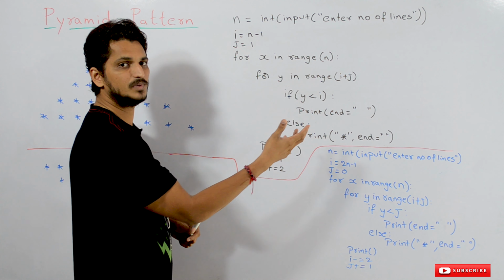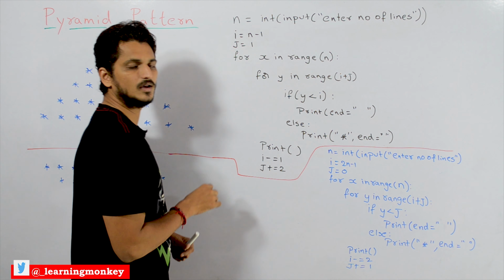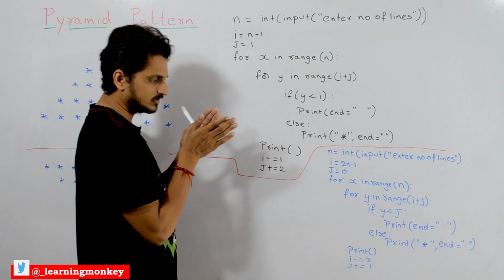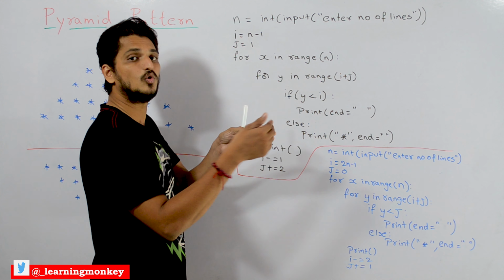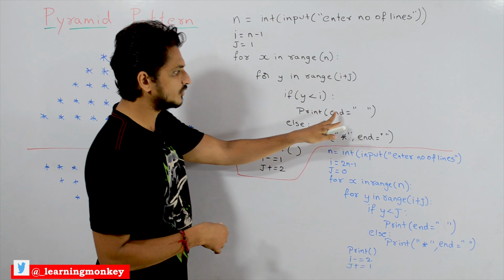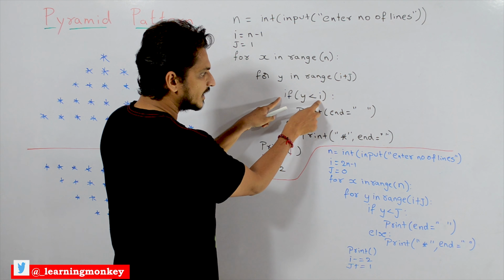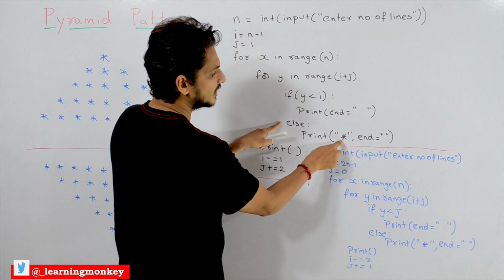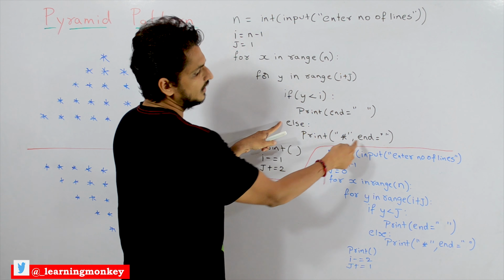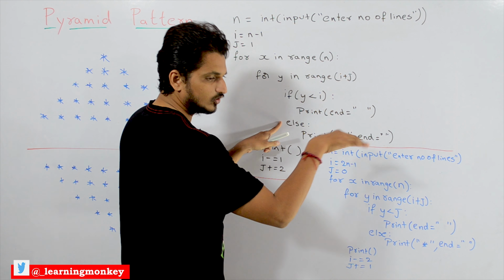How to display an empty space? In our last class we discussed end is equal to an empty string. So the print statement will just take an empty space, and it won't go to the new line. To stop it going to the new line, we have to use end equal to this. Next, if y is greater than or equal to i, print star. We have to display a star, and end is equal to the same, we leave it like that. Don't go to a new line.